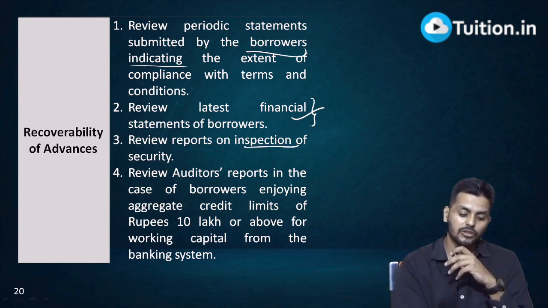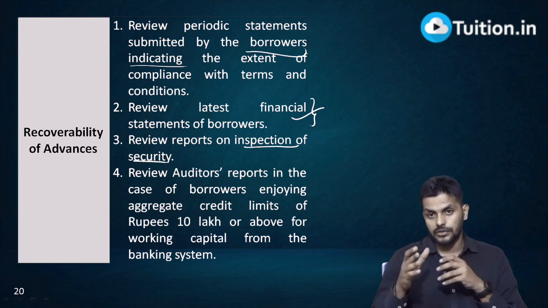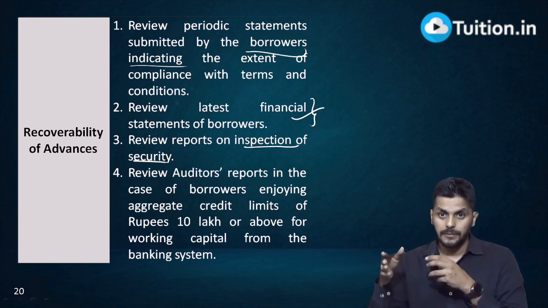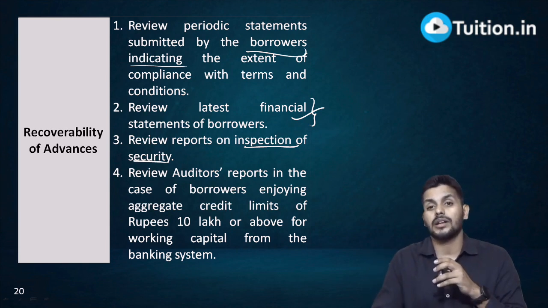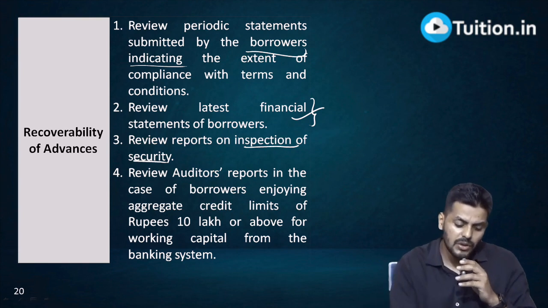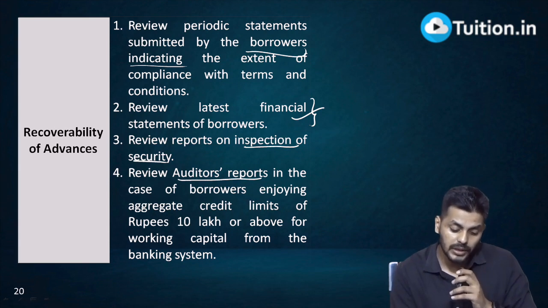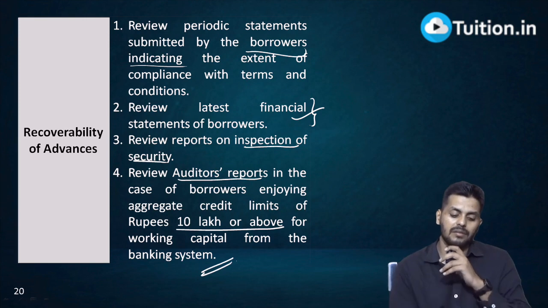Review reports on inspection of security. So you remember we did discuss securities in the past. See, whenever we take a collateral security, you took that as a collateral, but after you took it, if the value is falling down, then there is nothing that you will recover later. So therefore, it's a very important thing that you might want to do this. Review auditors' reports in case of borrowers who are enjoying credit limits of rupees 10 lakh or above for working capital from the bank system.